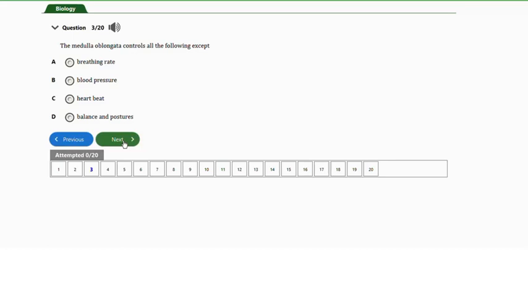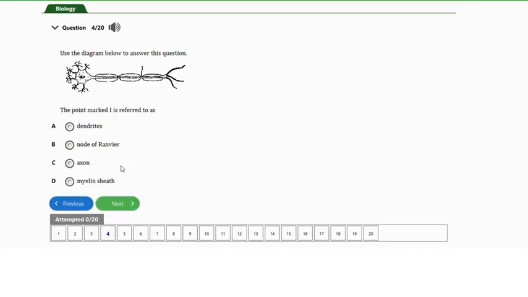So actually the medulla oblongata is a part of the brain that is found within the brainstem, where you have the medulla oblongata and the pons. Actually, most of the actions controlled by the medulla oblongata are autonomic functions, and it's mostly related to biological cycles like sleep and wake cycle, breathing rate, blood pressure, and the rest. So heartbeat is also controlled by the medulla oblongata, but the medulla oblongata is not associated with balance and postures. So guys, the answer to this question is option D. So let's look at the next question, and that's question number 4.